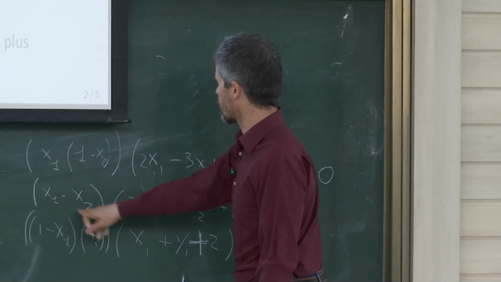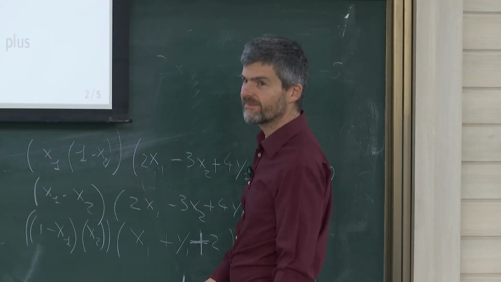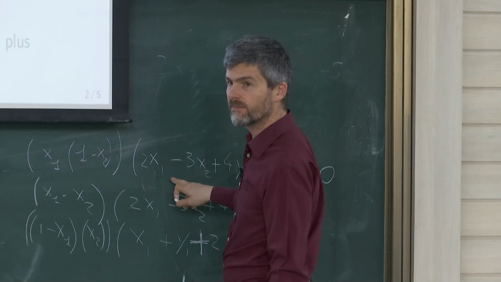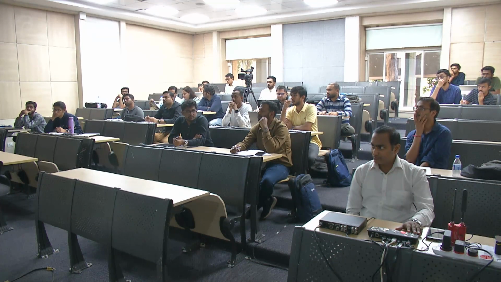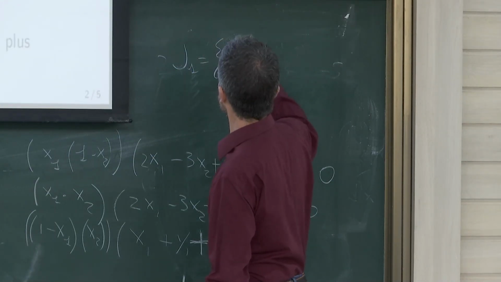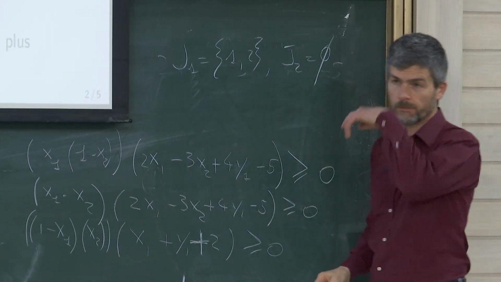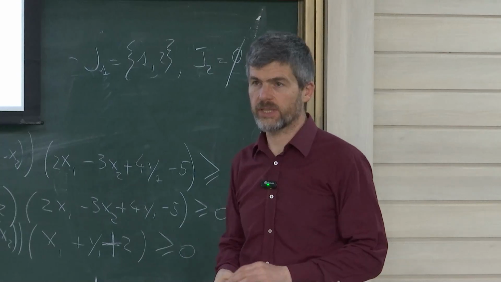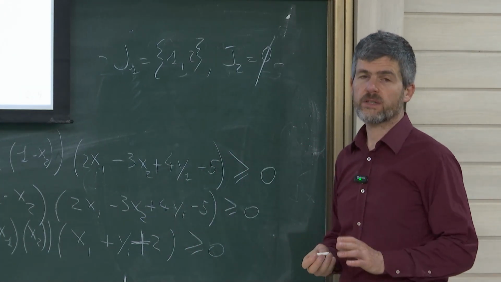Okay, so this would be x1 times x2 times 2x1. So the first one is of the form of xj and 1 minus xj. Right. The third one is also of that form. Yes, so for the second one, J1 is equal to 1 and 2, and J2 is equal to the empty set. You're fine with an empty set on either side. More questions?